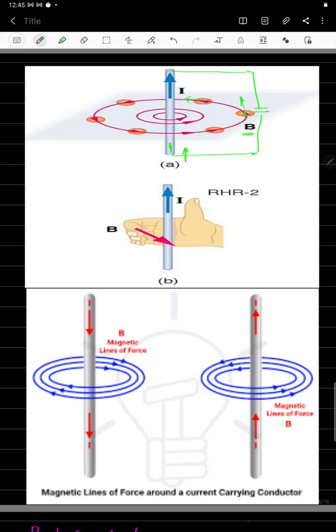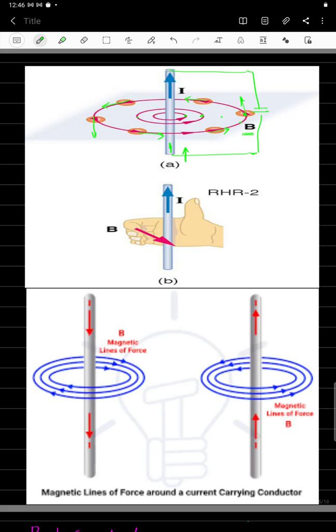If you see here, it is different, and here the direction of the magnetic field is out of the page, or out of the screen. At every point the direction of the magnetic field is different. This magnetic field is created as circles surrounding the current-carrying conductor. At this point we have a different magnetic field, at this point a different magnetic field, and at every point surrounding that conductor, it has a different magnetic field.